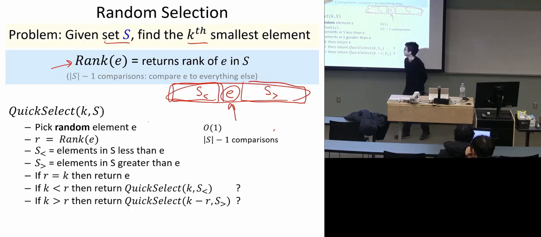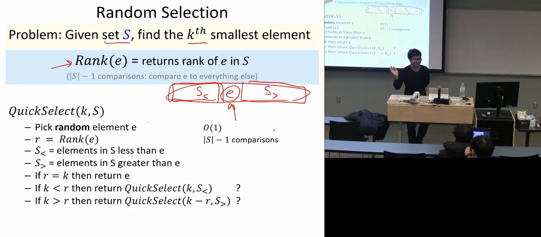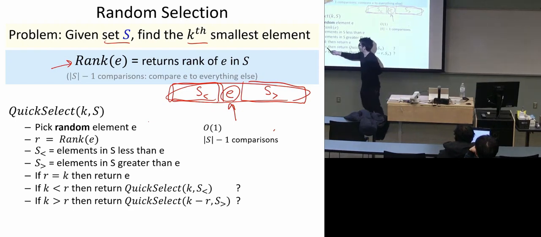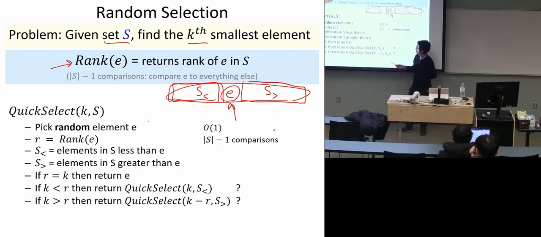Now, I use R to denote the rank of E. If R is exactly k, then you are done. You are lucky. You just finished. But if not, then there is a clear way to do divide and conquer. If the rank of E is more than k, then you know that the kth element is in this set, S less than. So just recursively solve the problem in S less than, where you want to find the kth element.